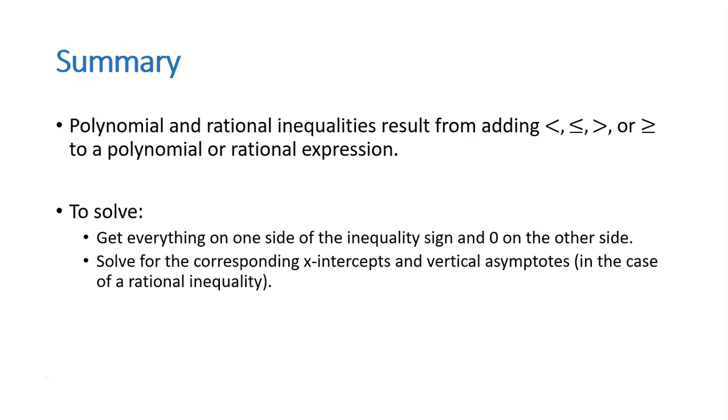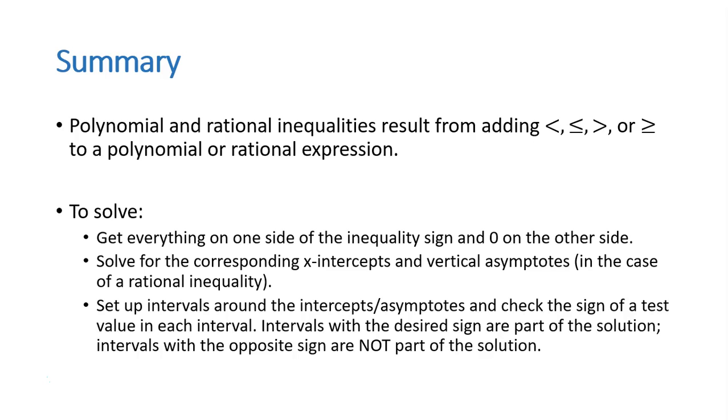Our final step after we solve for these key points is to set up intervals around these key points and check for the sign of a test value in each interval. Intervals with the sign we want, in other words, if we're less than 0, we're looking for negative outputs. If we're greater than 0, we're looking for positive outputs. Intervals with the desired sign are part of the solution, and then intervals with the opposite sign are not part of our solution.